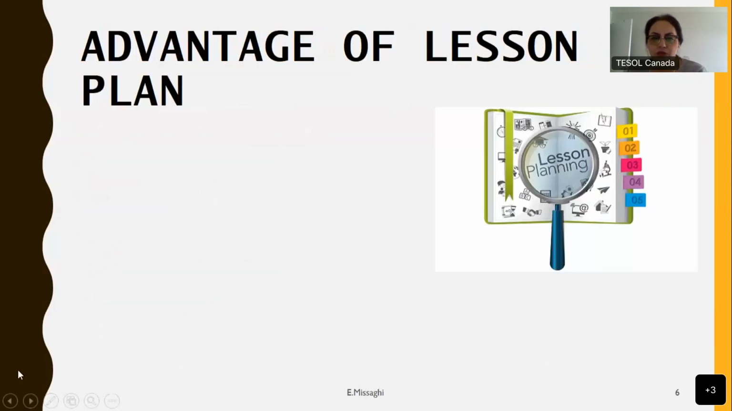Based on what we have discussed so far, tell me, what are the advantages of having a lesson plan? Thank you, Maida. Good point. So, what are the advantages of having a lesson plan?